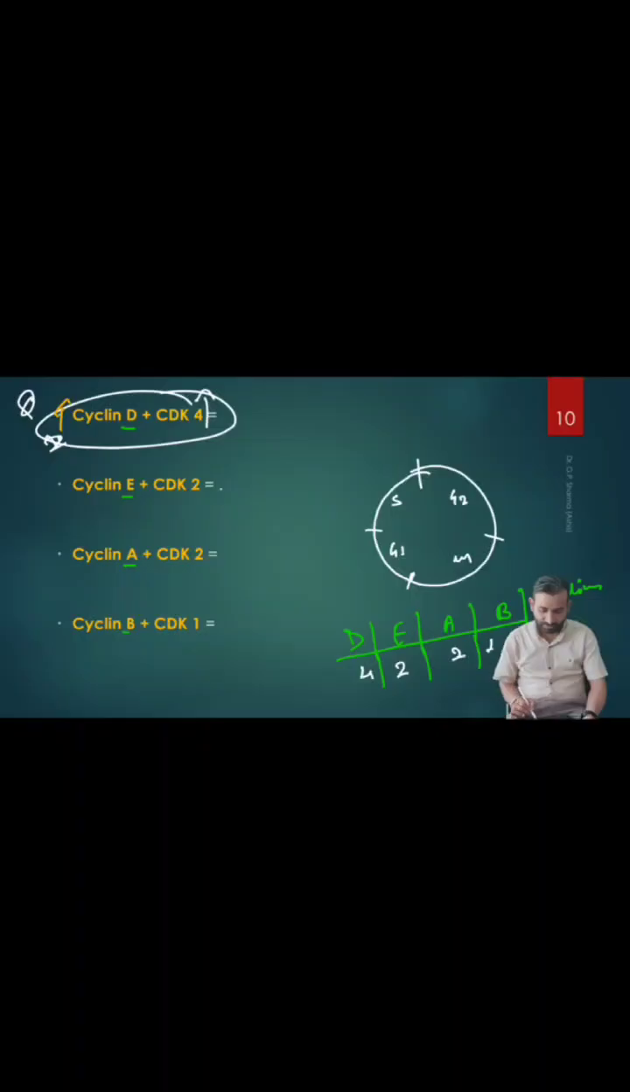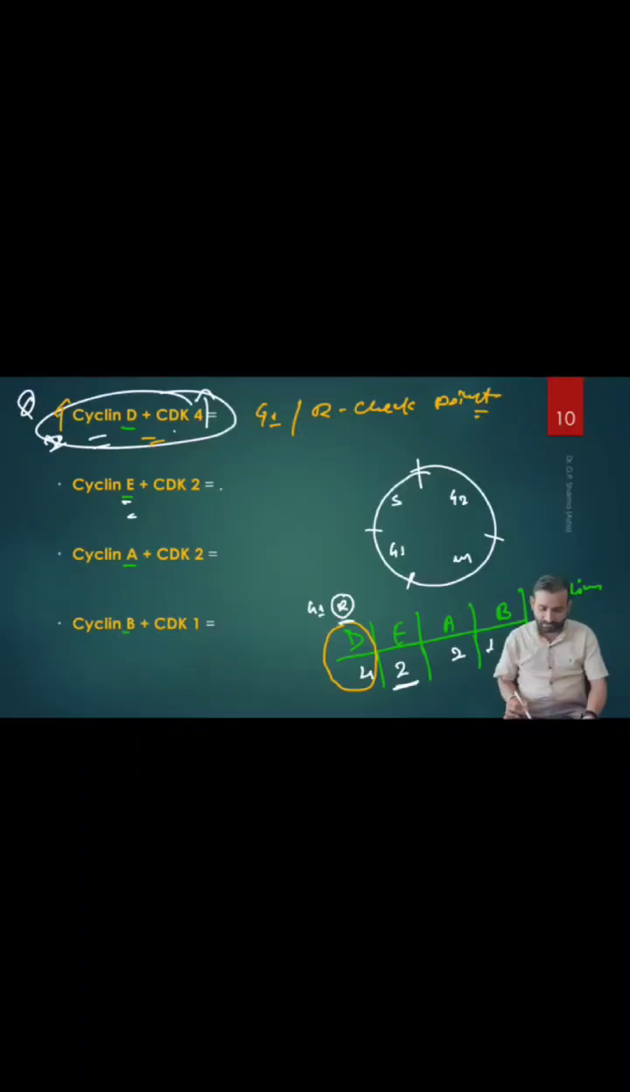So cyclin D and CDK4 appear at first, in which stage? In the G1 phase, to cross the R checkpoint. Once they cross the R checkpoint, the second set appears. That is cyclin E with CDK2, my second set. So cyclin D plus CDK4 comes in which phase? G1, to cross the R checkpoint.